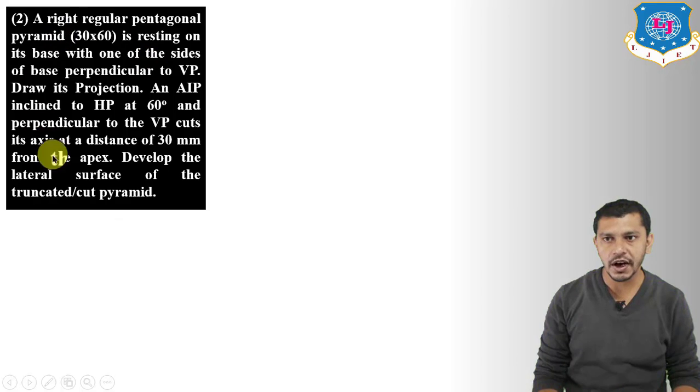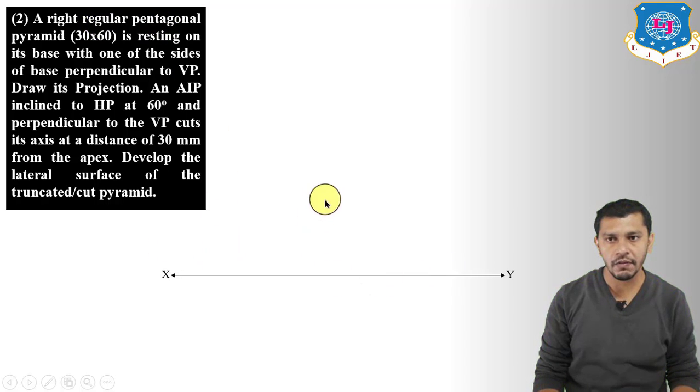Now here the solid is the pentagonal pyramid, which has its base on the horizontal plane with one of the base edges perpendicular to VP. So first of all we have to draw the front view and top view of the pentagonal pyramid. First draw the XY reference line. Here we will draw the projections using the first angle projection method, so we will get the top view below the XY reference line and the front view above it. Right now the base of the pentagonal pyramid is on HP, so the top view will be the true shape of its base.